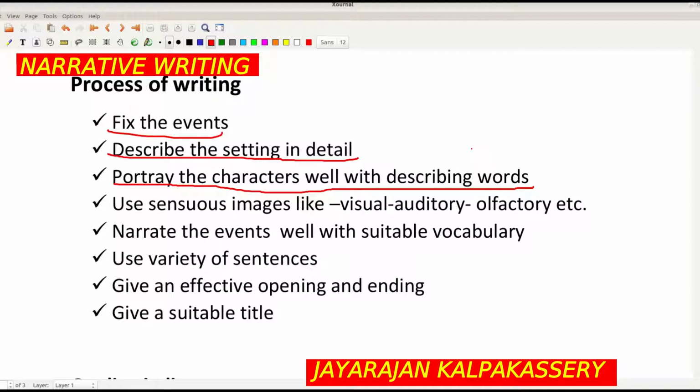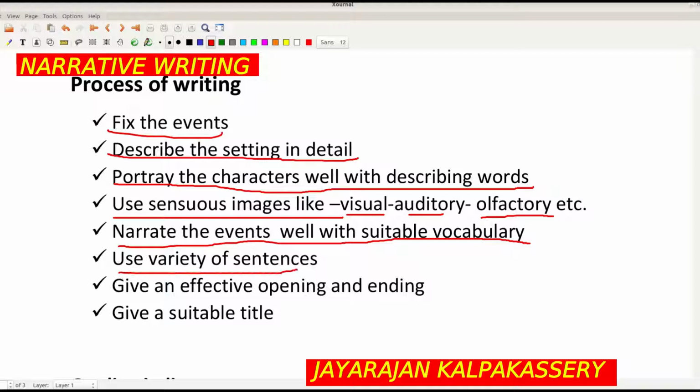So you have to describe everything, action, character, movement and everything. And use sensuous images. It is very important. Visual, auditory, olfactory. I could use that one while the kerosene lamp was lighted. A smell of paraffin spread in the room. An olfactory image could be created. Narrate the events well with suitable vocabulary. Selection of words must be very suitable for that one.